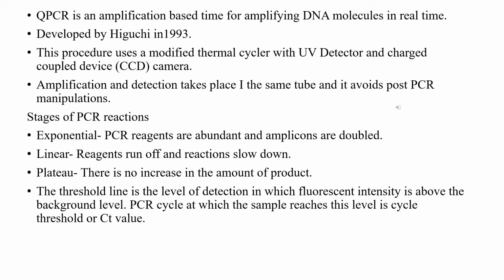The threshold line is a level of detection in a reaction at which the fluorescent intensity is above the background level. The PCR cycle at which the sample reaches this threshold level is called the cycle threshold, or CT value.